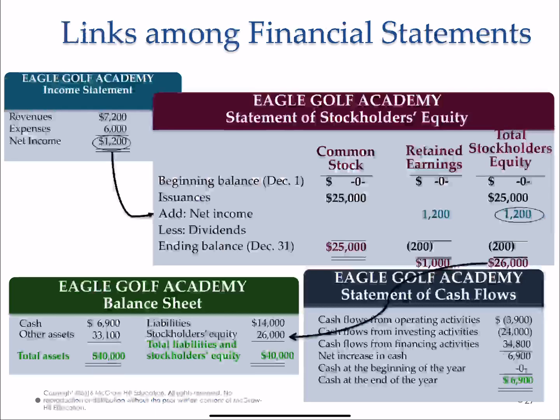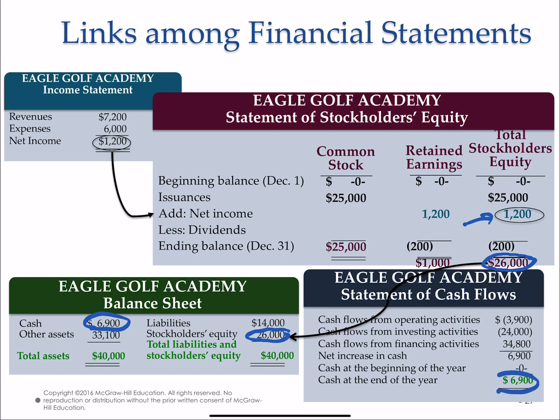And then again, we can just see those examples live on here. Income statement net income shows up, boom, down here on the statement of stockholders' equity. Statement of stockholders' equity shows the $26,000 in total equity that moves over to our balance sheet. And then our statement of cash flows uses that ending cash to reconcile out. So these things all link together and match. That's the beauty of accounting.